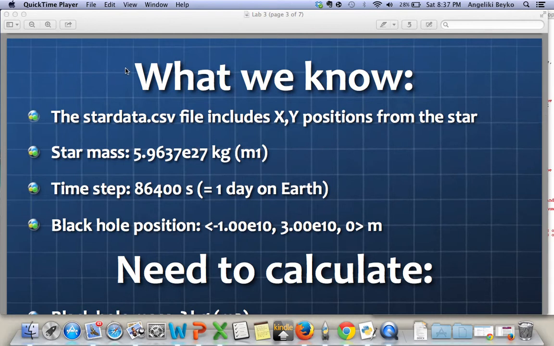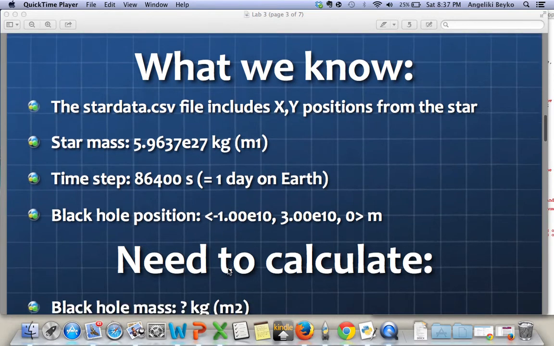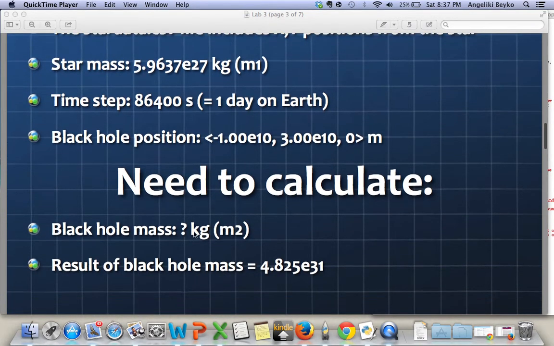So what we know is that we have the XY positions of the star from the CSV file. We know the star mass, we know the time step for a day on Earth, and the black hole position. So now we need to calculate the black hole mass. The result of this was 4.85 E31, that's 10 to the 31 power, in kilograms.